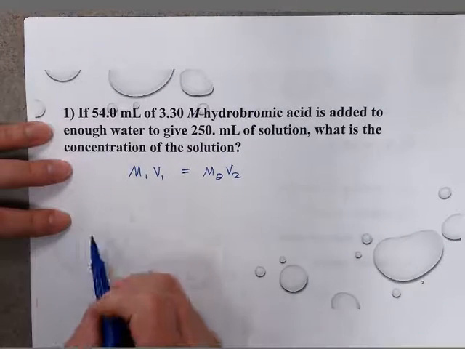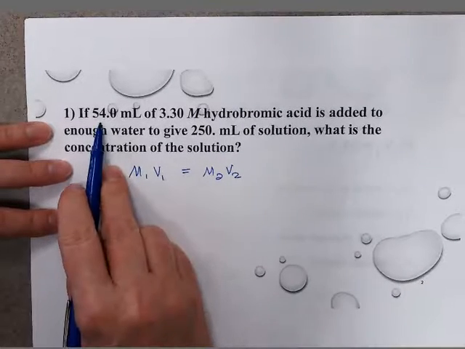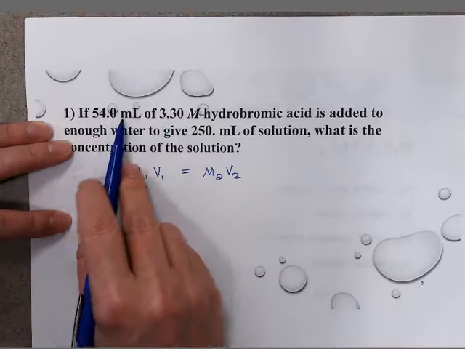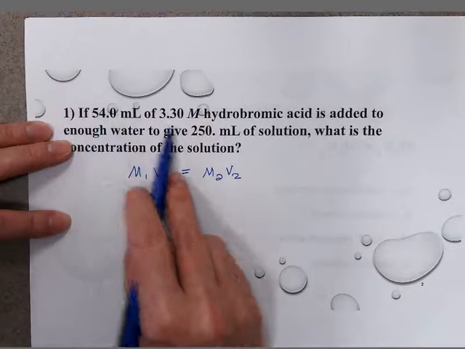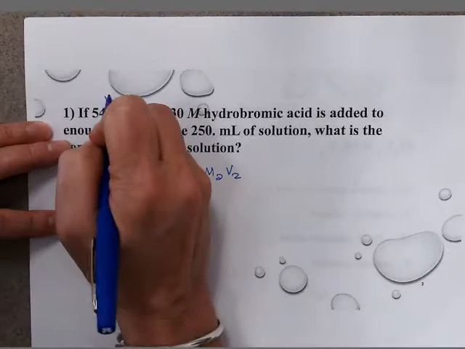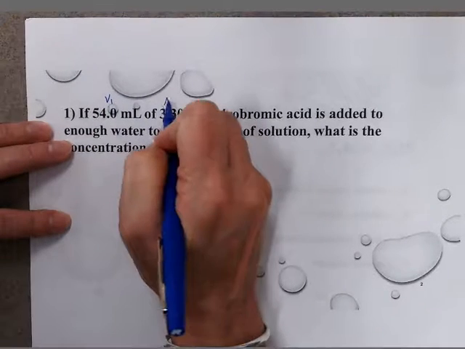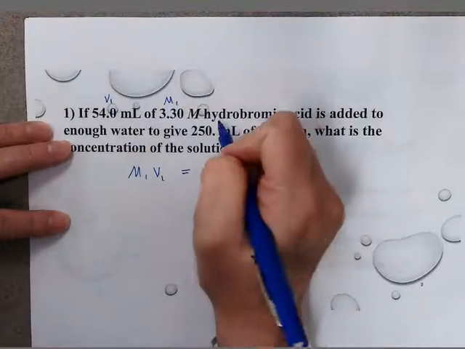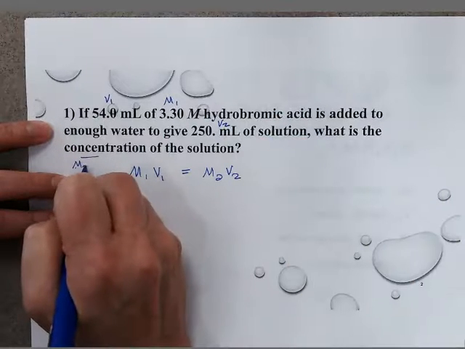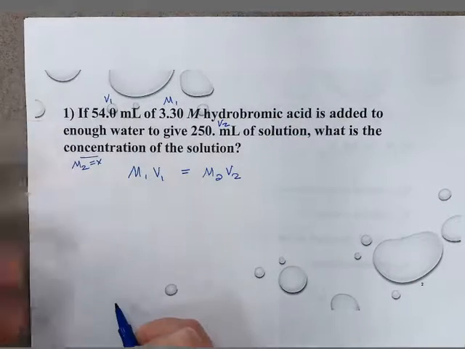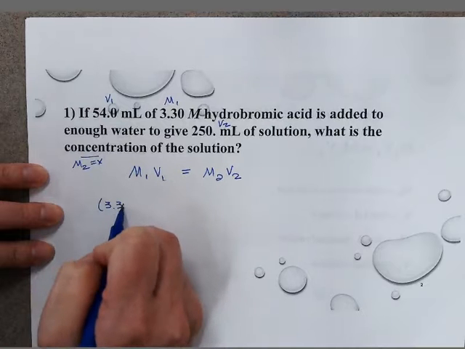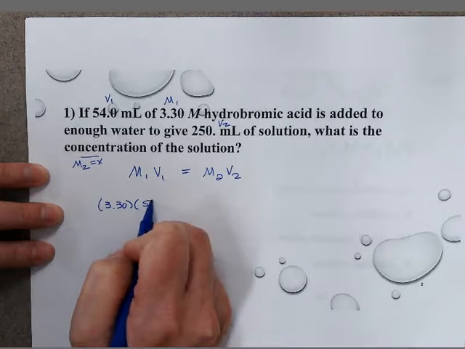All right, so we need to identify what we have. We have 54 milliliters of a 3.3 molar hydrobromic acid solution. If that is added to 250, what's going to be the new concentration? So we happen to know the initial volume and the initial concentration. We happen to know the final volume, and what we're solving for is the new concentration. So now we can just plug in and solve. And again, it doesn't really matter the order you put these things in.